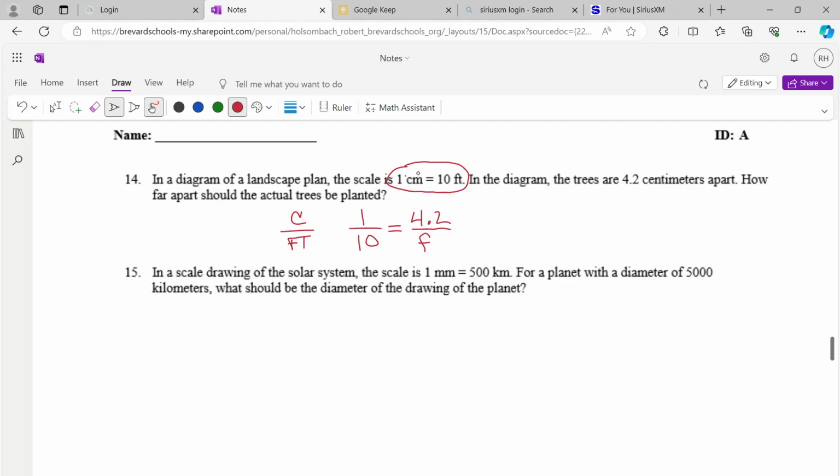All right, centimeters to feet. 1 to 10 equals the 4.2 centimeters that you get from the drawing, and we're going to find the actual feet. So 1 times F is F, and 4.2 times 10 is 42.